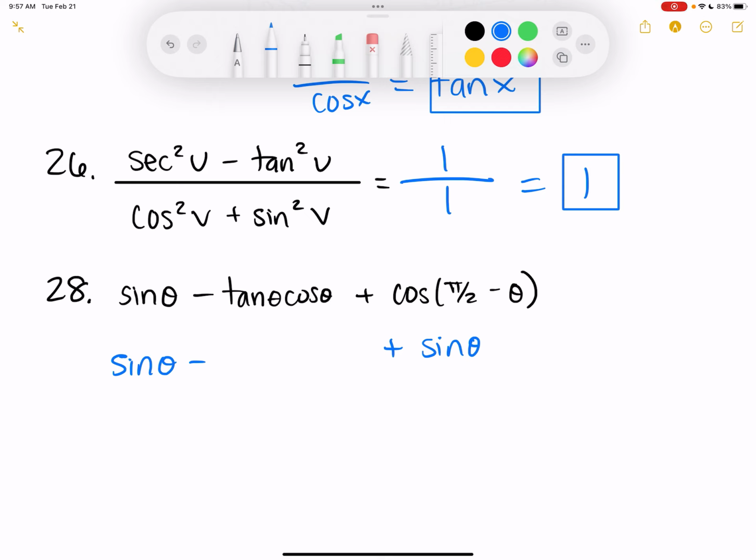Wait, does it equal sine over cosine? Yeah. Cross out the cosine.